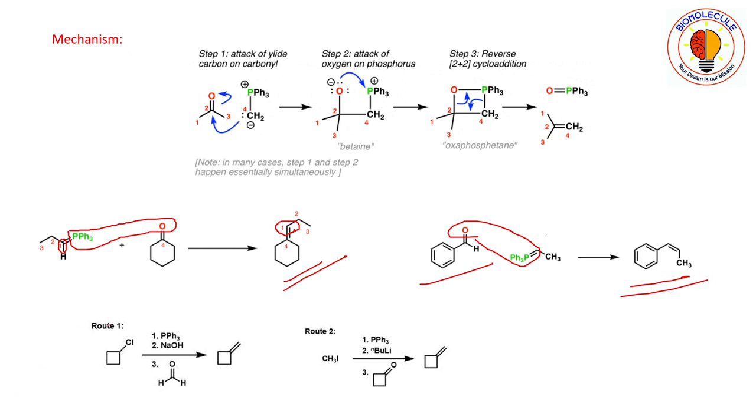Now there's one question over here. If we want to synthesize this alkene, which route do we have to follow? Is it route number 1 or is it route number 2?